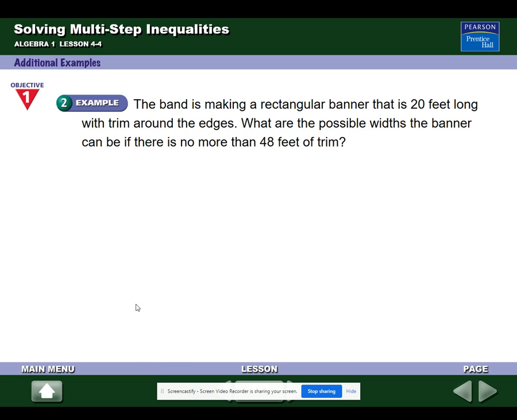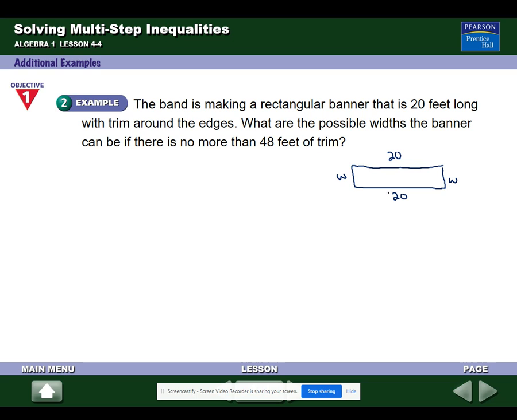Here's an application again. The band is making a rectangular banner that is 20 feet long with trim around the edges. What are the possible widths the banner can be if there is no more than 48 feet of trim? Okay, so you got a rectangle that's 20 feet, and there's only 48 feet of trim to go around. Now you can probably just kind of think this through and answer the question, but let's do it mathematically. Let's call the width W.